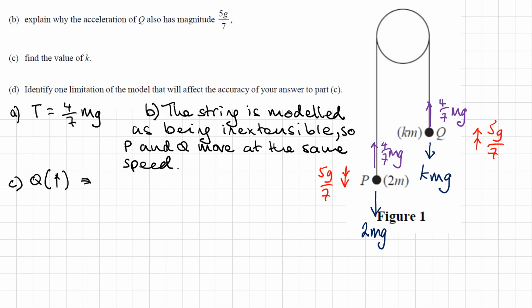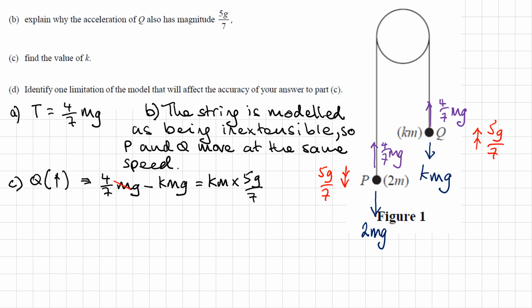So the equation of motion is going to be T, which is 4/7 mg, pulling Q upwards. What's trying to stop it from going upwards? Its own weight, which is kmg. So there is my resultant force, and that's equal to ma. We're using F equals ma. So the mass is km times the acceleration, which is 5g/7.